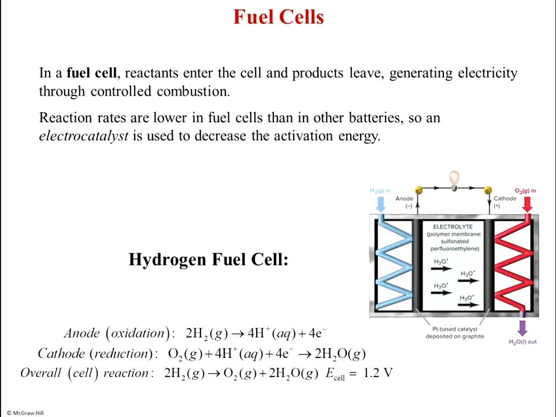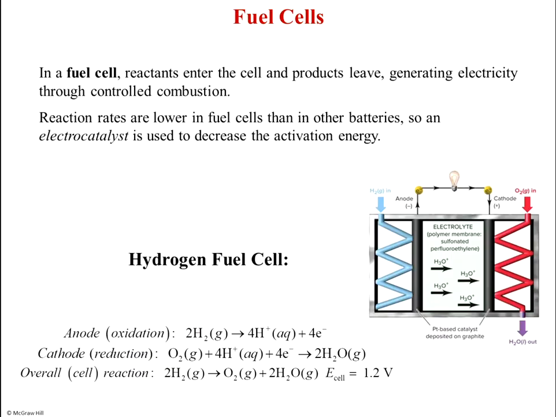You know that internal combustion engine efficiency depends on the ratio of the operating temperature to the cold reservoir temperature. And typically for automobiles, efficiency may be 25, maybe 30% for the internal combustion engine, whereas fuel cells can produce energy with much higher efficiency, easily greater than 50% in many cases. So the reaction rates are generally lower in fuel cells than in other batteries, so you have to use an electrocatalyst to speed up the reaction.